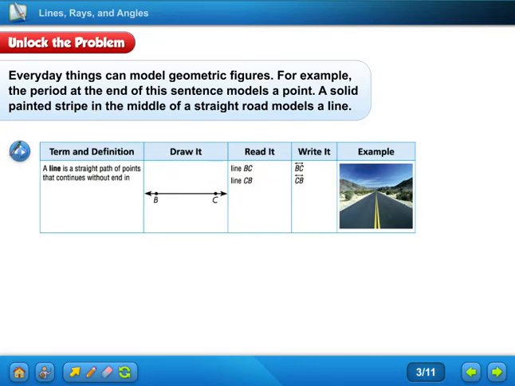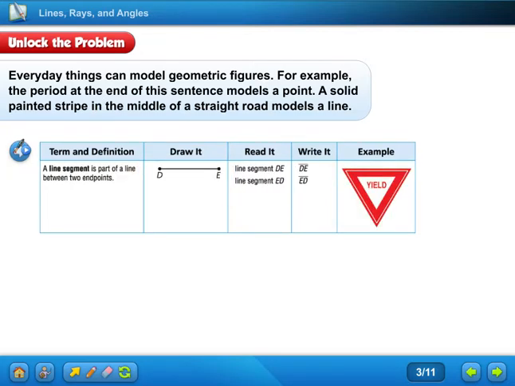All right, next one, the last one we need to learn is a line segment. A line segment is part of a line between two endpoints. So it's just the piece, they just took out part of the line. It stops here and it stops here. It's just that part of that line, not the whole thing. It's just a segment, a piece of that line.